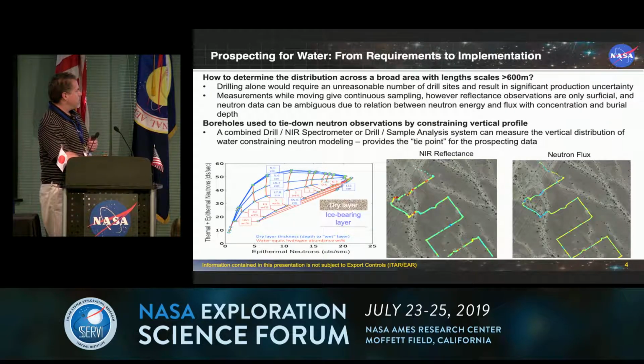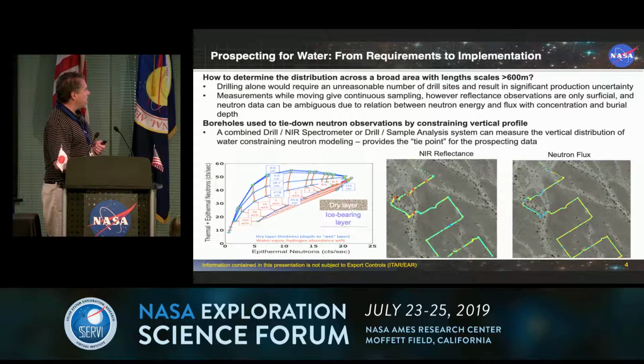And this figure, which Rick Elphic provided to me, I call this a spider chart. It shows the thermal and epithermal neutrons versus the epithermal neutron counts for a range of water concentration, that's the orange lines, and various burial depths. So the thickness of the dry layer above it are the blue lines. And you can see, for any particular count of epithermal and thermal, you can get the same count for a range of burial depths and ice concentrations.